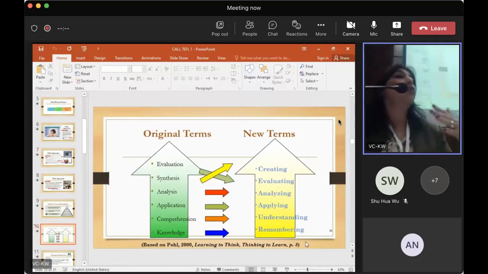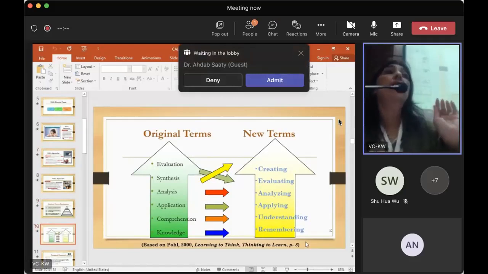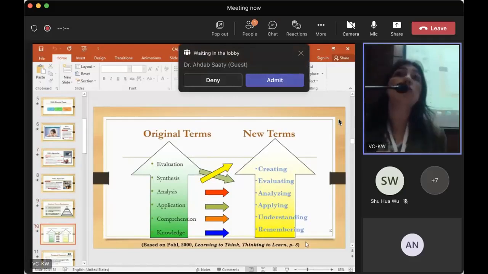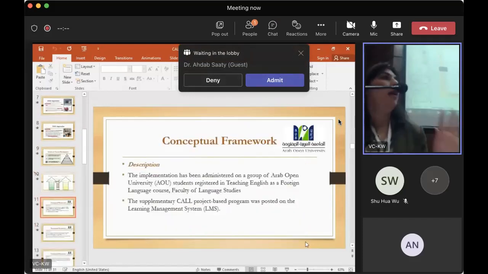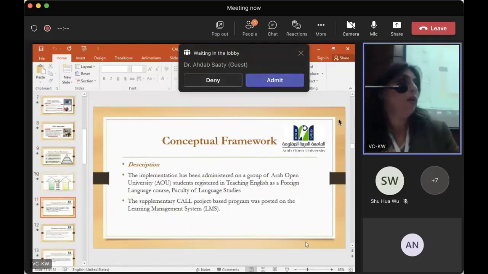That's why we use project-based program, because the project-based program is student-centered. We are depending on the students to perform that project. It develops their self-directed learning, to become autonomous learners. All these good features help me to design the course.